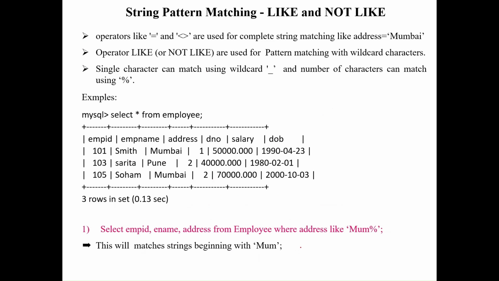Next is string pattern matching, in which we are going to use like and not like. In the previous slide, we studied the operators equal to and not equal to, which are used for complete string matching, like address is equal to Mumbai. But if I want to check the pattern matching in the given column, like in the employee name, if I want to identify which names start with S, or which addresses start with M, then I can use the like and not like operators.